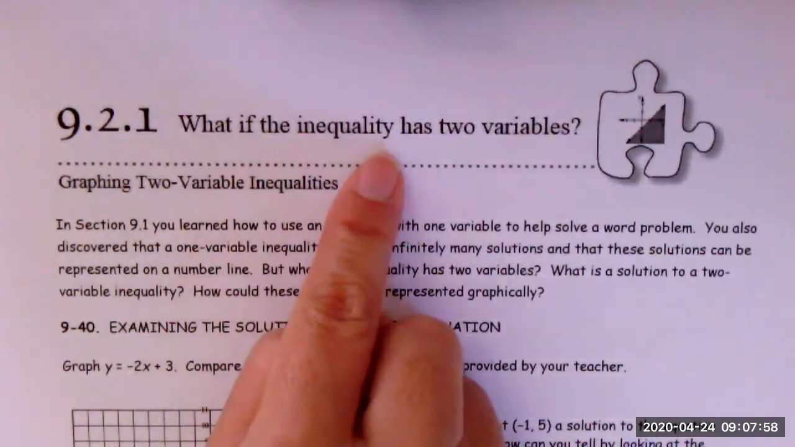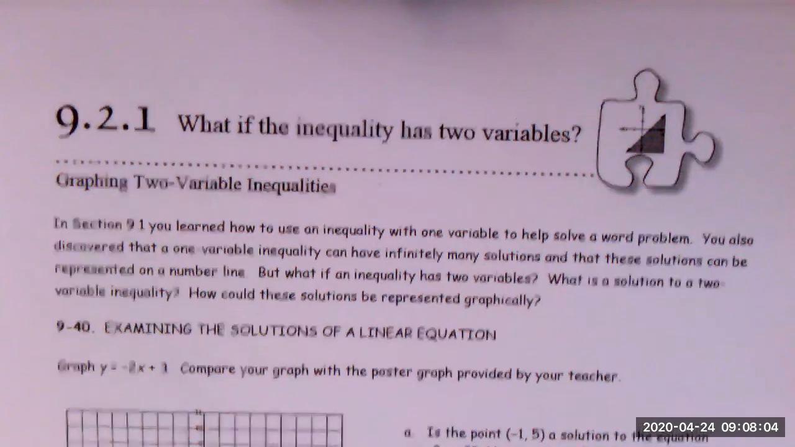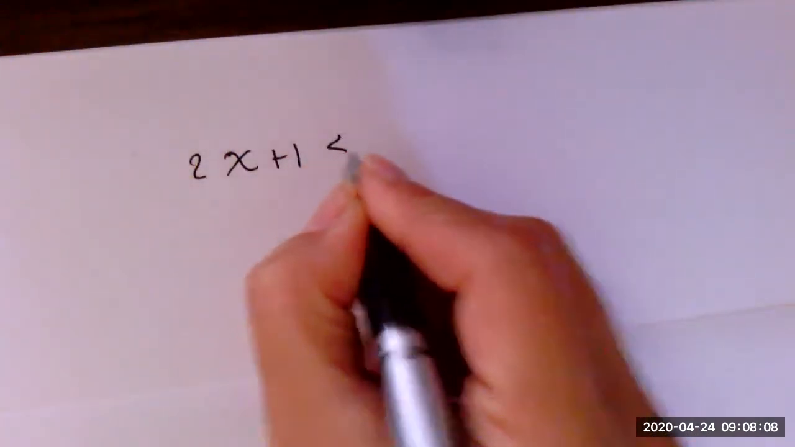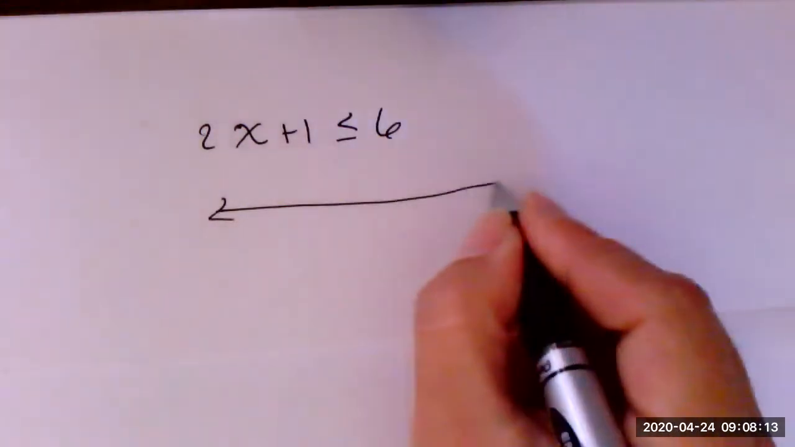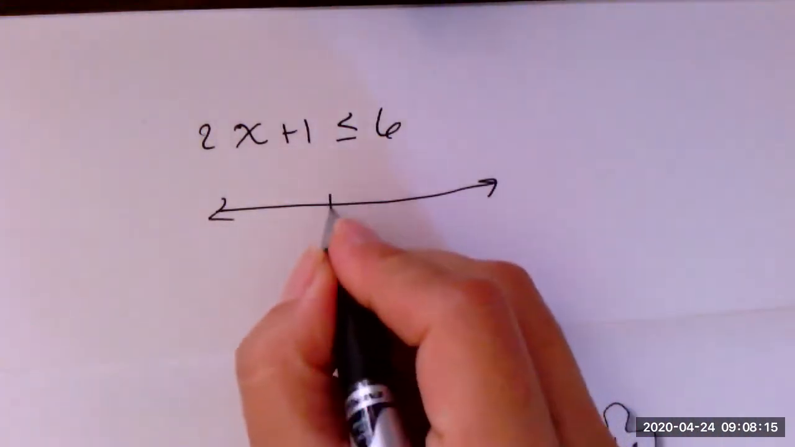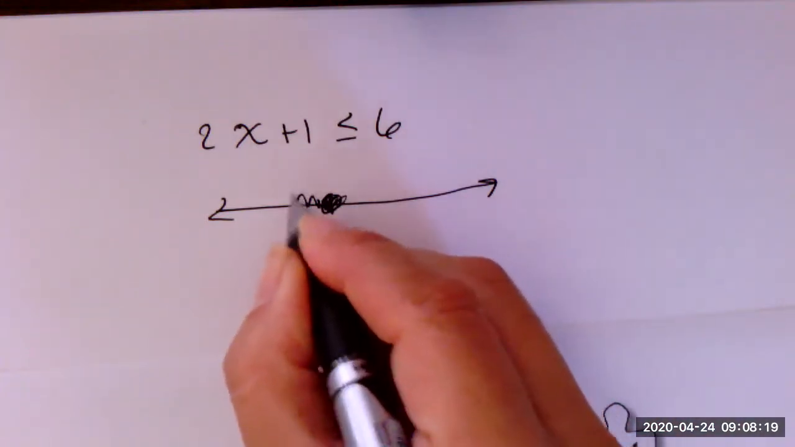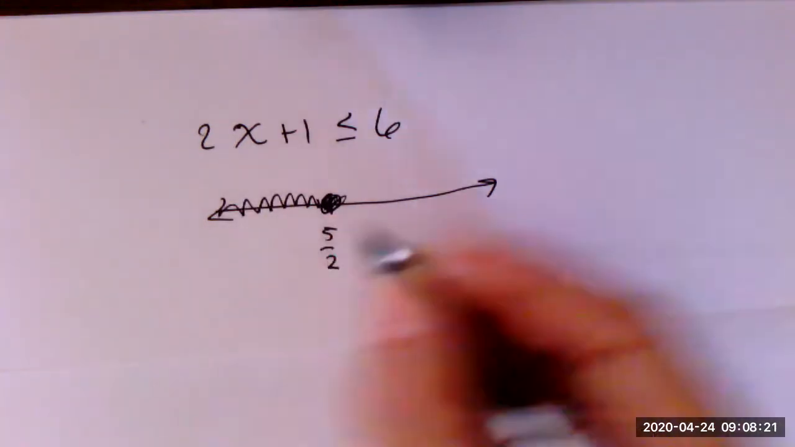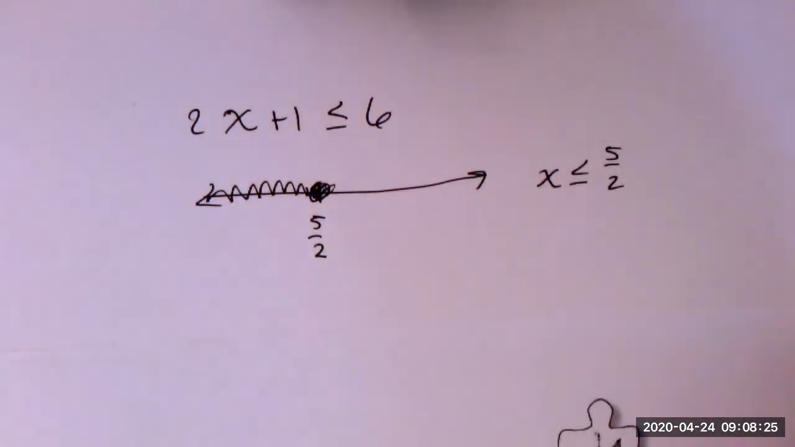So what if the linear inequality has 2 variables? So in the very beginning, we looked at solutions that we solved problems like this: 2x plus 1 less than or equal to 6, right? And if we were to solve it, we would have ended up with something that was on a number line. We would have had 5 halves here. It would have been a closed dot. We would have done all the work to realize that's what it looked like. And then our solution would have been written something like that.